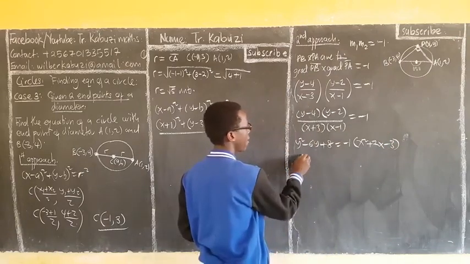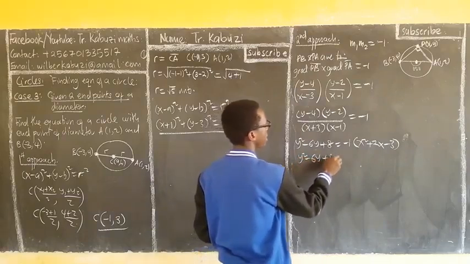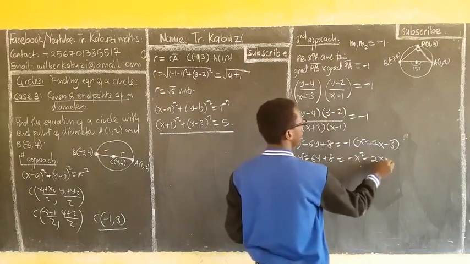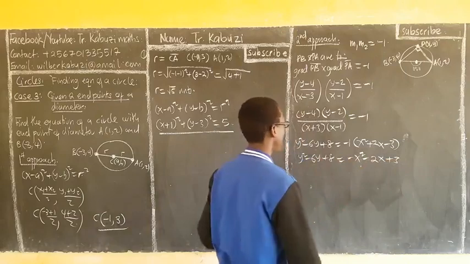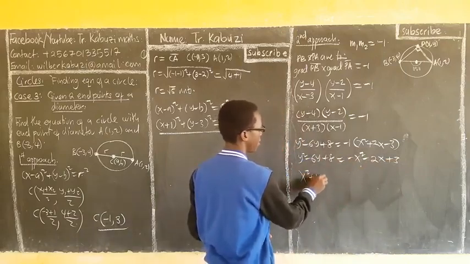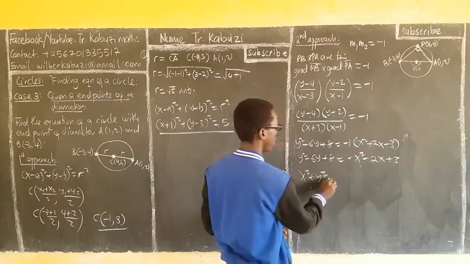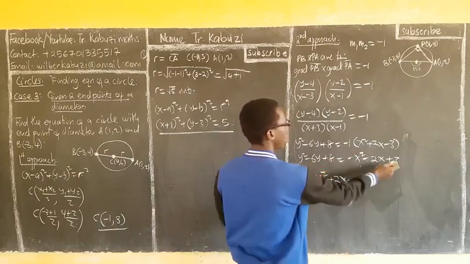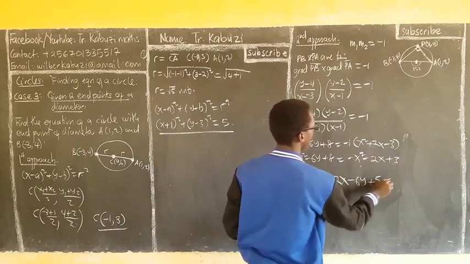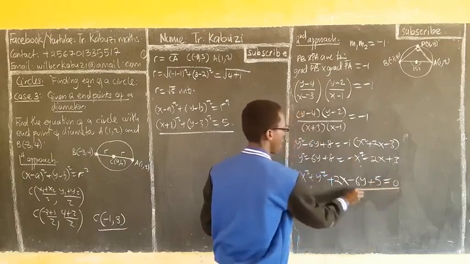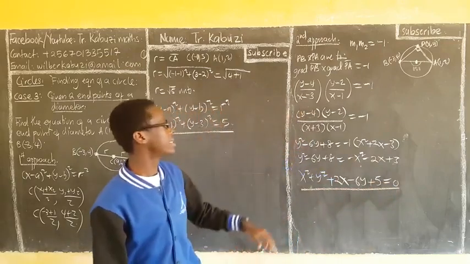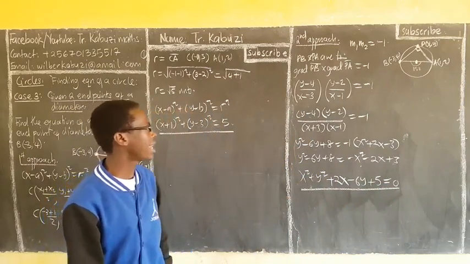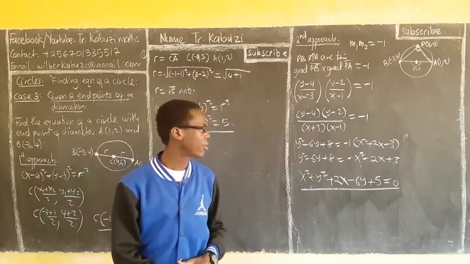When I open the brackets, I have y squared minus 6y plus 8 equal to negative x squared minus 2x plus 3. When I take everything to one side, I have x squared plus y squared plus 2x minus 6y plus 5 equal to 0. And this is the equation of the circle. So these are the same: when you expand the first approach, you will get something like that.